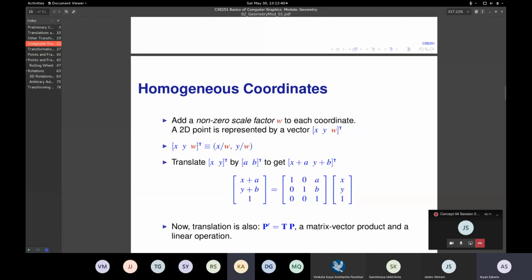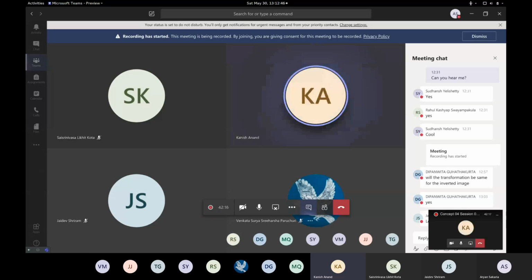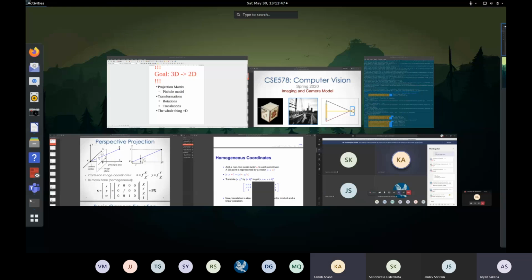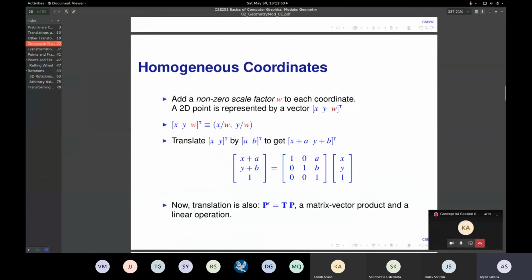Yes, sir. What you just said, what is the reason why we introduced homogeneous coordinates? Yeah, this is one reason. Translation so far is the only thing that we just need to add, right?